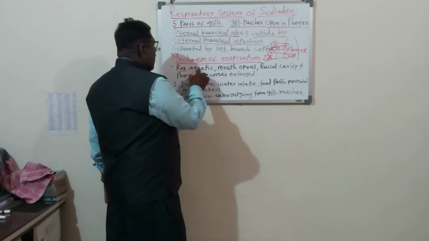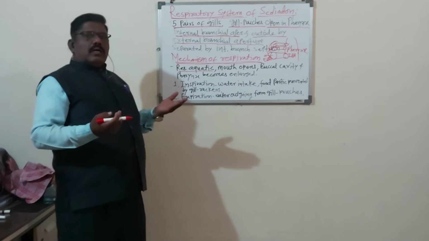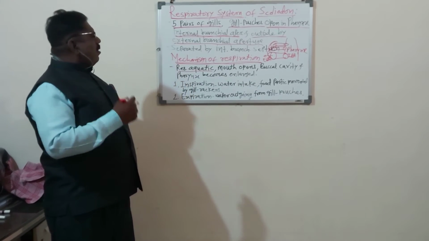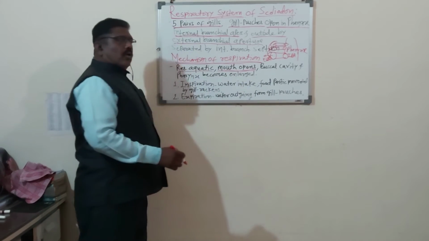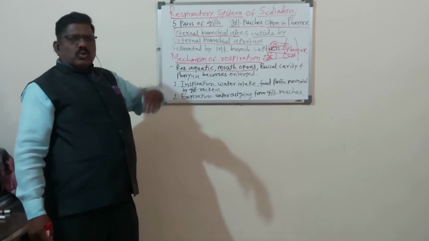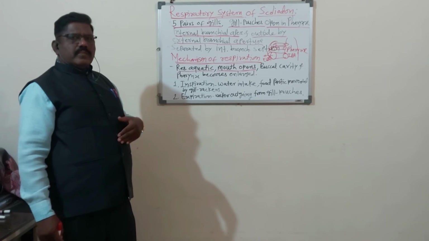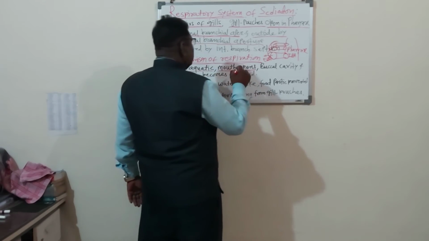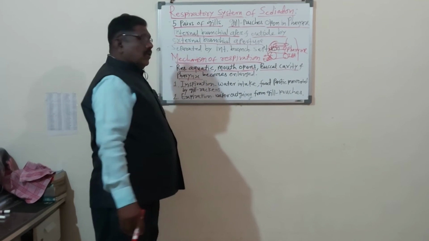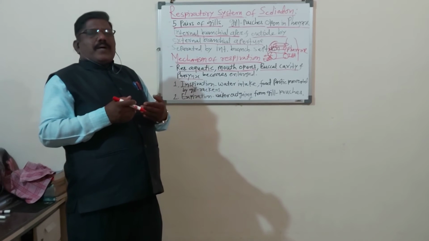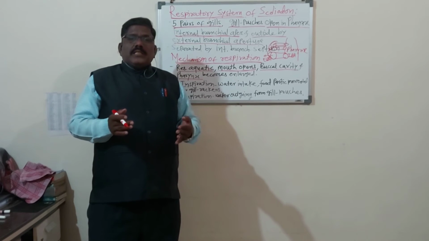Respiration in Scoliodon is aquatic type. I have already told you. So how does Scoliodon respire? At the time of respiration, Scoliodon opens its mouth, and from the mouth, water enters the body. Water enters first into the buccal cavity and then into the pharynx. Due to the entry of water inside the buccal cavity and pharynx, the size of the buccal cavity and pharynx becomes enlarged.